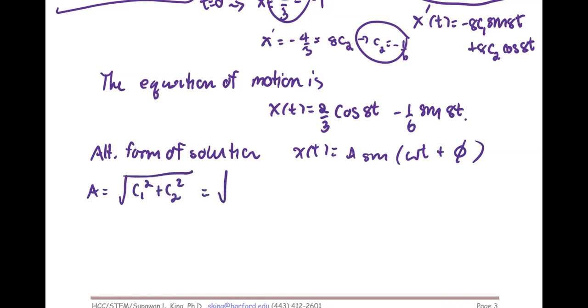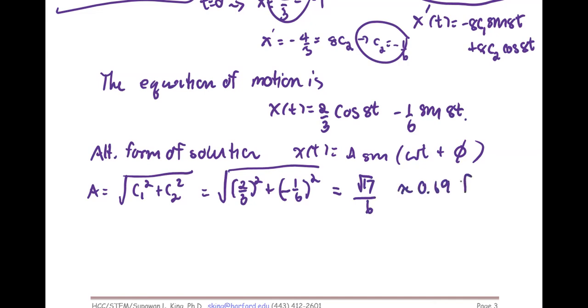Okay, A is the square root of c1 squared plus c2 squared. And from what we got, c1 is 2 over 3, so quantity 2 over 3 squared, and then c2, which is negative 1 over 6 squared, and take the square root. Well, I look at my notes, I'm cheating. So my A is square root 17 over 6, just to keep it short, which is about 0.69. The unit is in feet because we converted everything to the same unit.